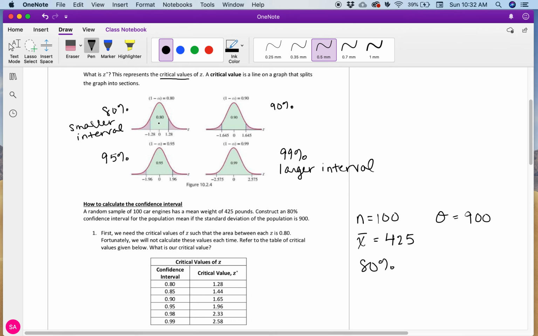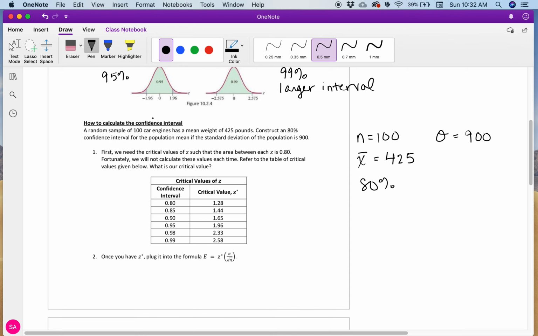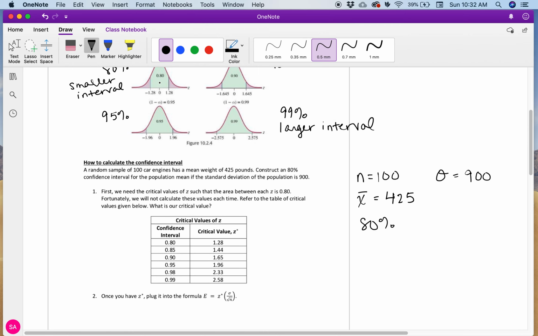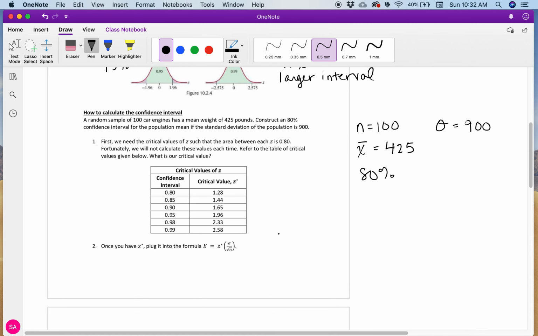Yay! But what I was explaining about up here, I just wanted you to know where the z-values are coming from. There is a way to figure it out. If we have an 80% confidence interval, there's 0.8 area. The area between those z-values is 0.8. If we have a 99% confidence interval, the area between those z-values is 0.99. But once again, it'll be given to you.